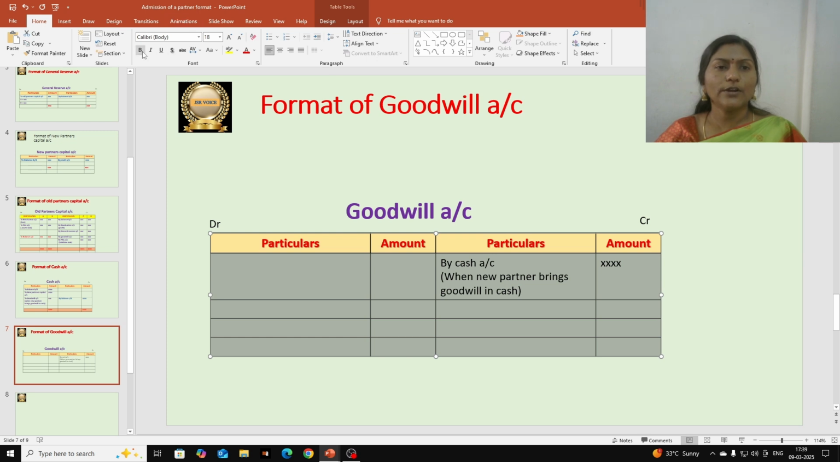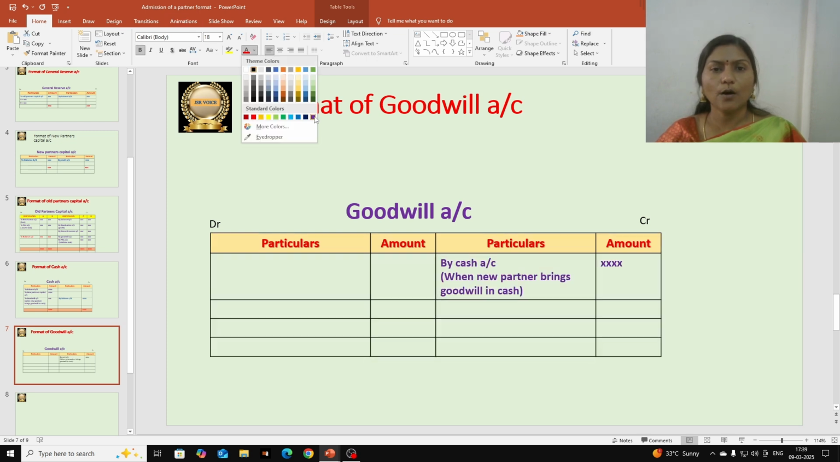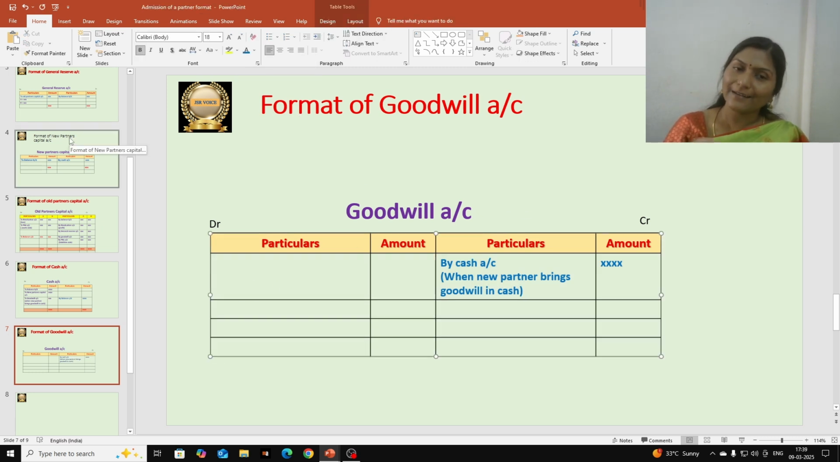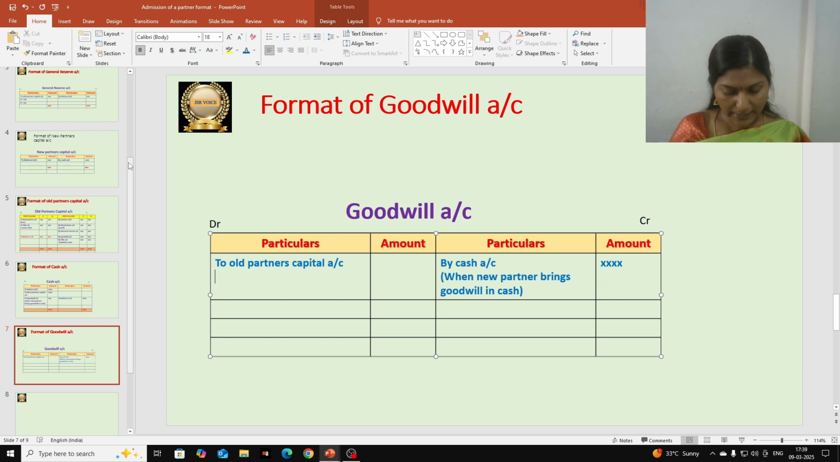Next, that goodwill we are going to distribute to the old partners. How are we going to distribute? We are going to distribute on the debit side according to their ratio. The ratio will be given. So we should write to the old partners' capital account. Old partners can be more, but here we have taken the example of A and B. So for A we distribute some amount, and for B we distribute some amount. That we should record here.